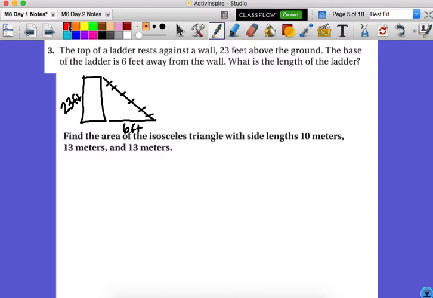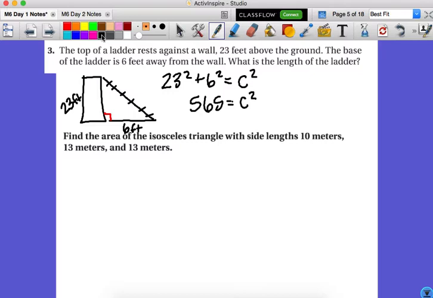So in this case, because we have a vertical meeting a horizontal, we know that there's a 90-degree angle there. And therefore, a squared plus b squared should equal c squared. From here, 23 squared is going to give me 529. 6 squared is going to give me 36, so if I add them together, I get 565 equals c squared. Now for the purposes of this test, a lot of our answers are going to be left in simplest radical form.